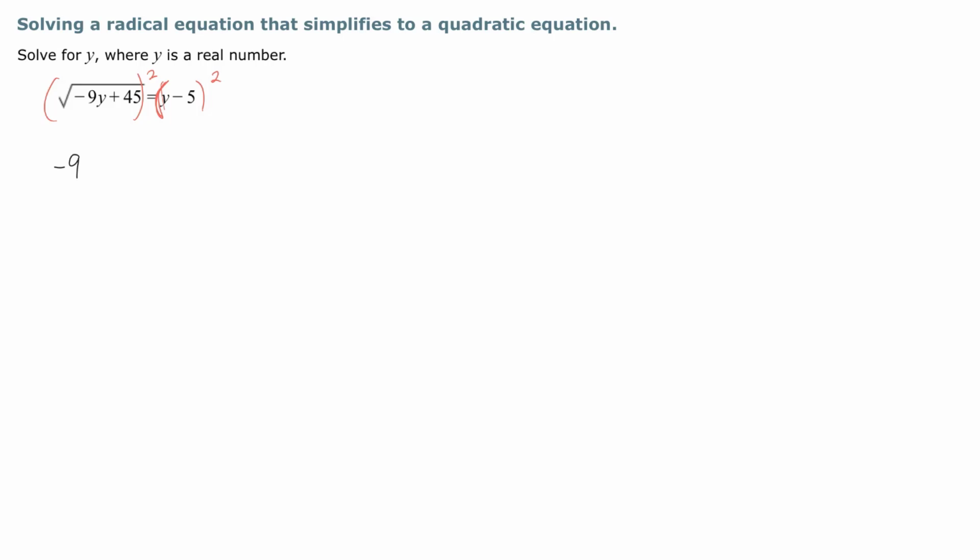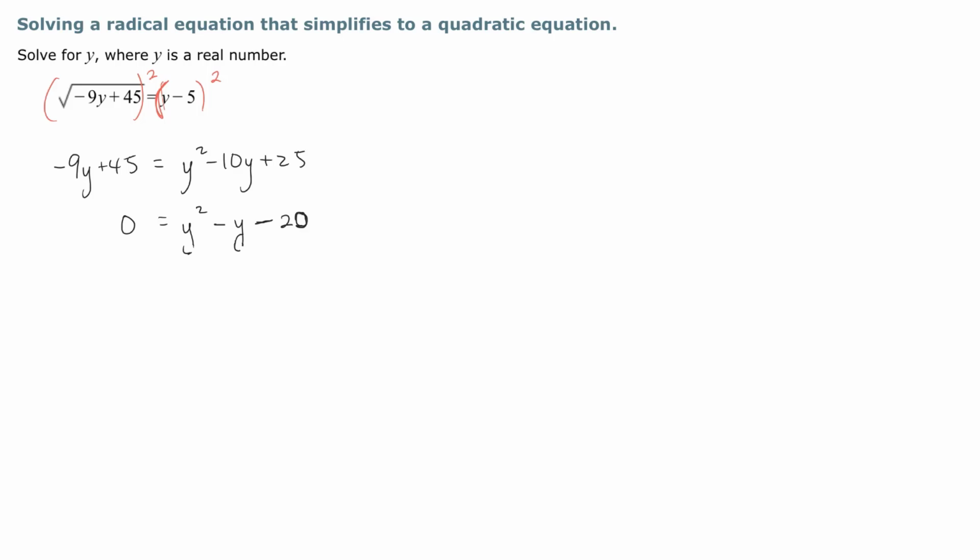And when you square both sides, what do you get next? You get negative 9y plus 45 is equal to y squared minus 10y plus 25. This is a quadratic equation. You want to set this equal to 0. Let's try this. Let's put the 0 over here. y squared, and then we have negative y, and then subtract 45, so negative 20. Ooh.